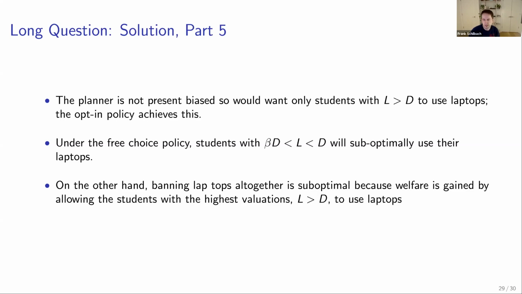Free choice is not great because once you let people choose on any given day, temptation will kick in, and some people will suboptimally use their laptops and just surf the internet all class and not learn very much. Instead, the policy where people opt in for the future achieves the objective of the social planner, who wants only students with L larger than D to use their laptops, and the planner will be happy and therefore prefer that policy over both free choice and banning laptops.